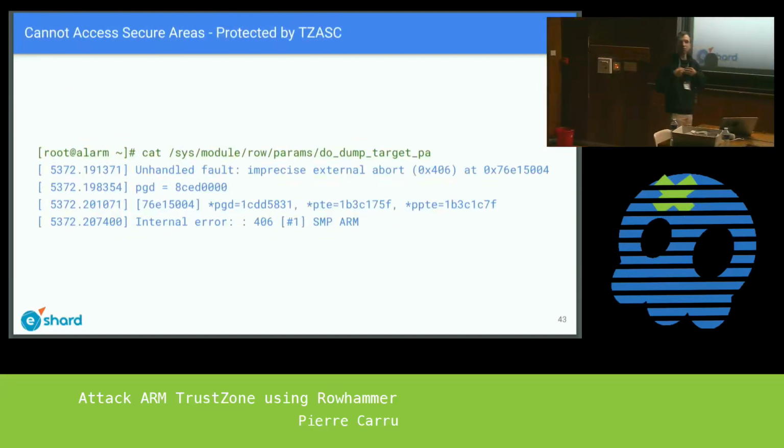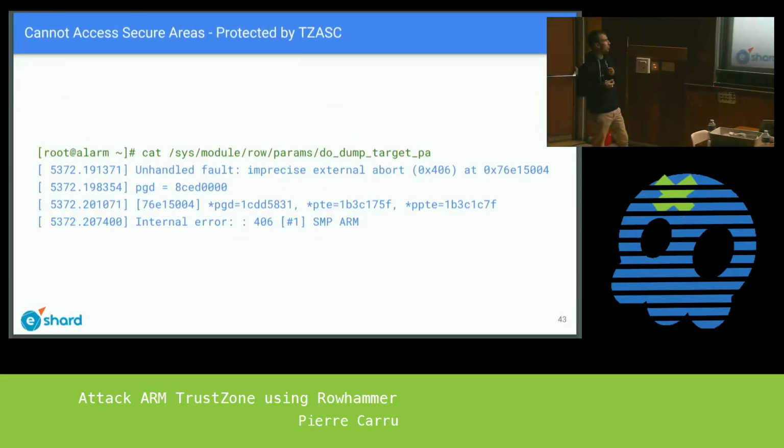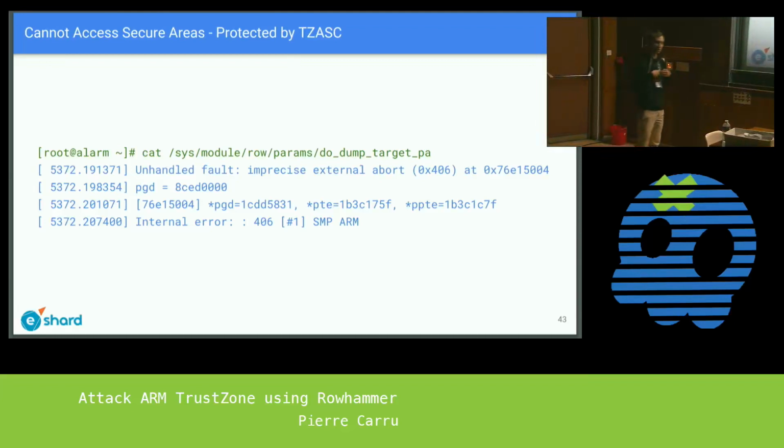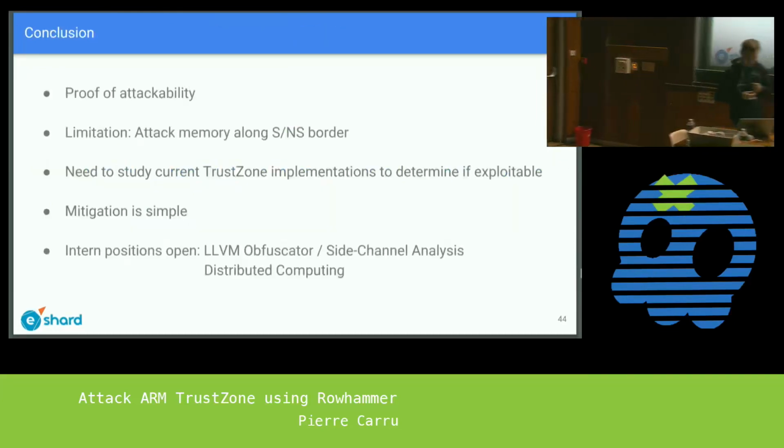What happens if from the Linux side you try to access secure memory directly? You get this kind of exception we talked about. It's a kind of external abort, an exception that comes from outside of the CPU.